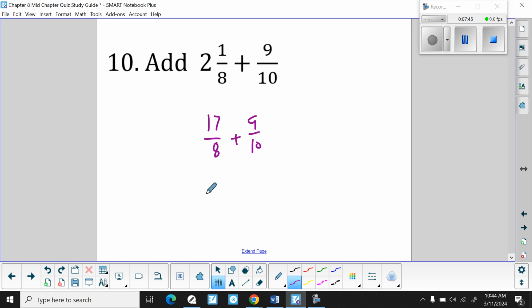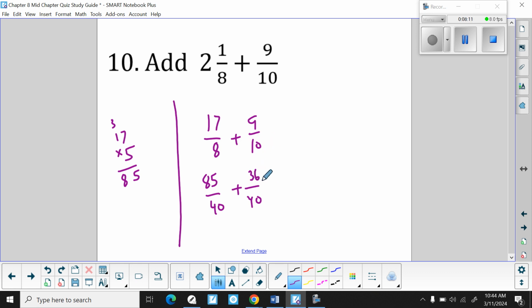Common denominator is going to be 40. So 8 times 5 is 40, so I need to do 5 times 17 to get my numerator here. 5 times 7 is 35, carry the 3. 5 times 1 is 5, plus 3 is 8. So this is 85 over 40. This is times 4, so 9 times 4 is 36.